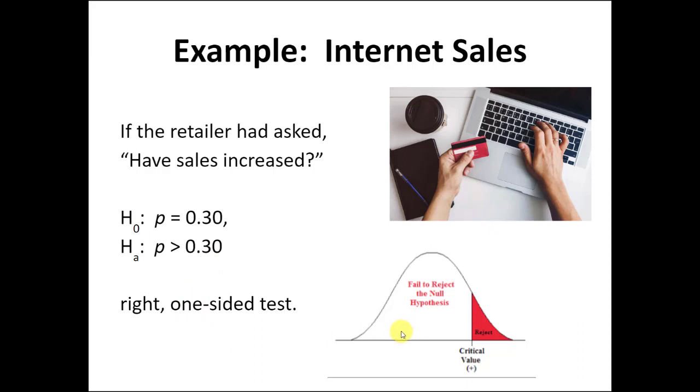In this case, we're looking to see that if the mean proportion is here, we're looking for things that are significantly greater than the 30%. Things that are greater are on the right side of the normal curve, and they would exist on the far right tail of the normal curve. This would be a right one-sided test or a right one-tailed test because we're looking at extremely high values.